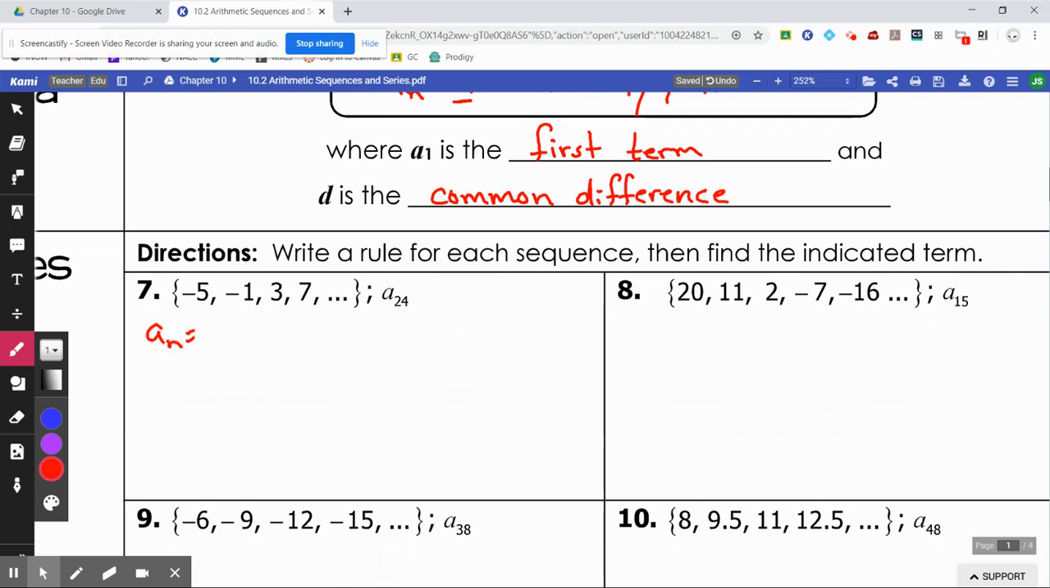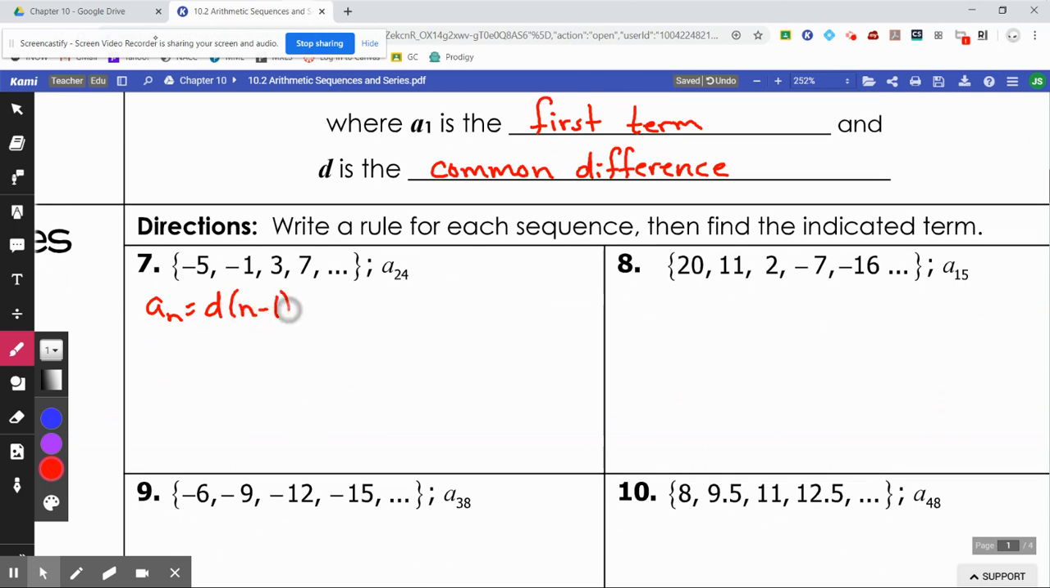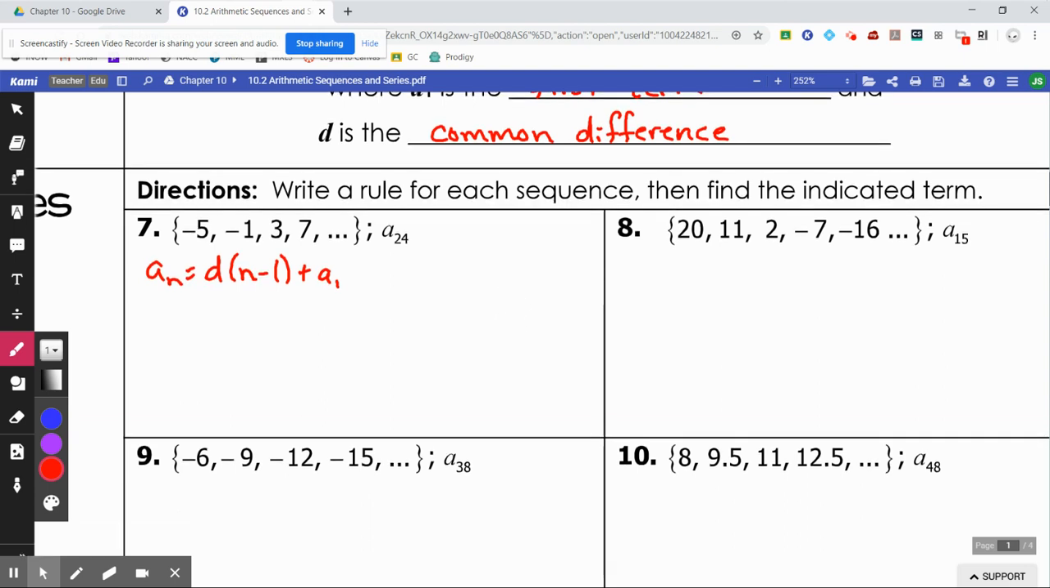A sub n is equal to d times n minus 1 plus a sub 1. So it says on these problems, write a rule for the sequence, then find the indicated terms. So -5, -1, 3, 7.